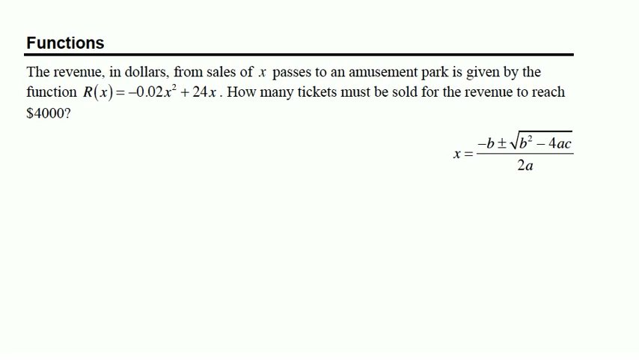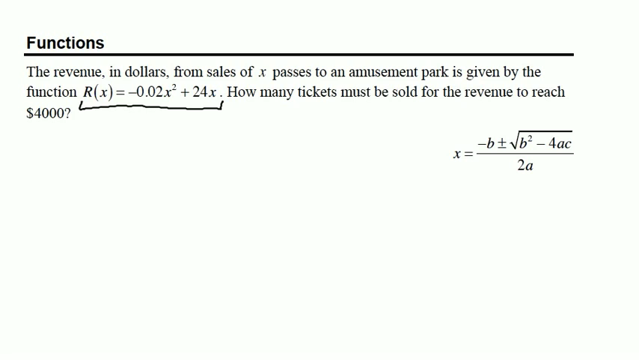It's also possible for a quadratic equation to come about from an application or a function. In this case, we're told that the revenue in dollars from sales of x passes to an amusement park is given by this function, R of x. How many tickets must be sold for the revenue to reach $4,000?